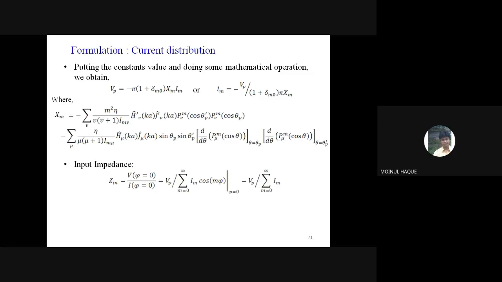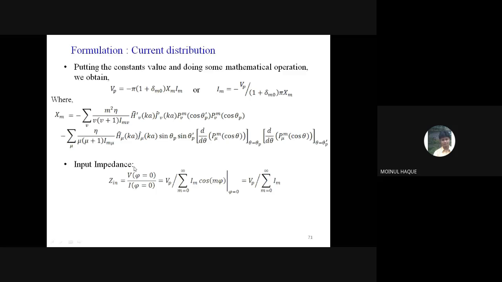Okay. So as I told you, our intention is to get the current expression. Finally we got the current expression, that is Im. Once we know Im, we can calculate the input impedance. You see that Zin is Vp divided by the summation of Im. All these things can be calculated from here. I'm showing some of the results here.